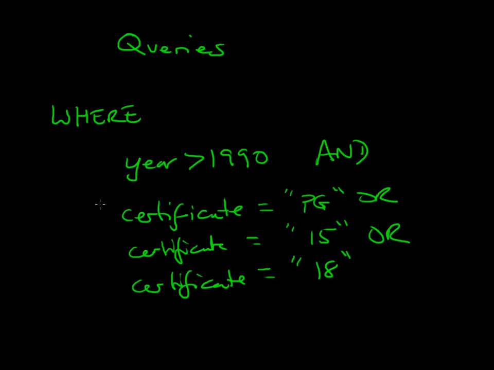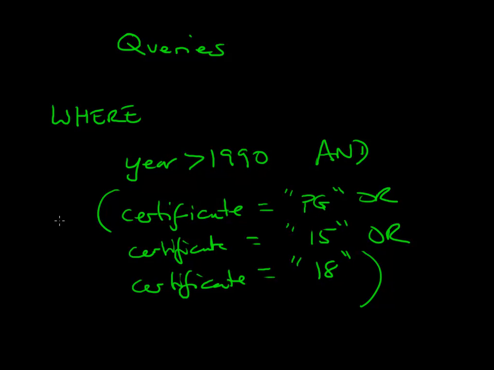And so what I have to do here is I have to say that the year is greater than 1990 and then I'll put in some brackets, the certificate is PG, or the certificate's 15, or the certificate's 18. And now that second part of my query, so where these criteria are met, that now works.